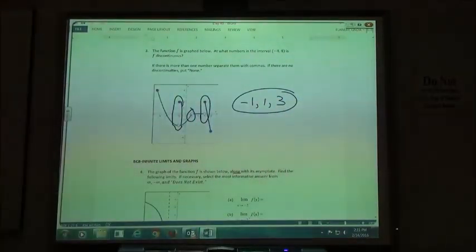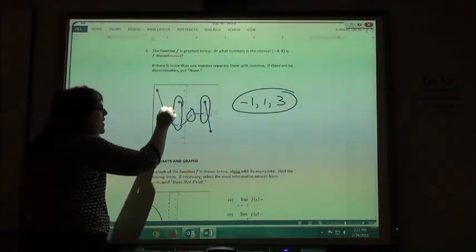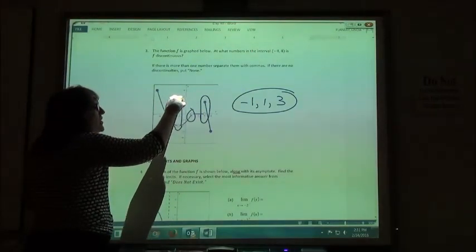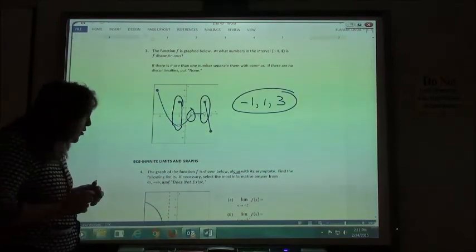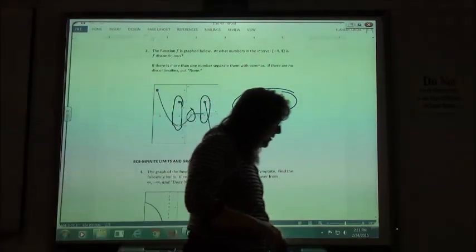So in looking at your graph, if it's asking you if it's discontinuous, you're looking for where, if I were tracing my graph, would I have to pick up my pen to go to the next point? Or look for the holes in your graph. There your point is discontinuous.